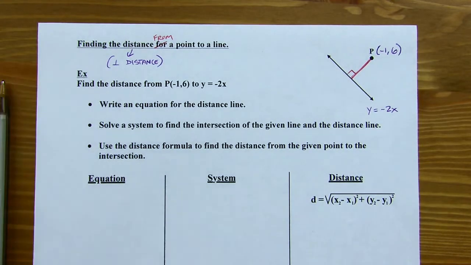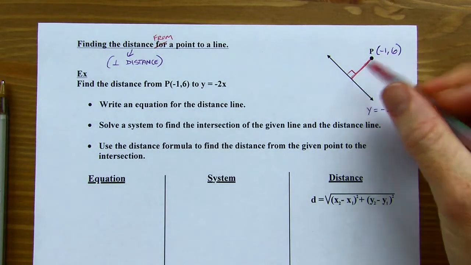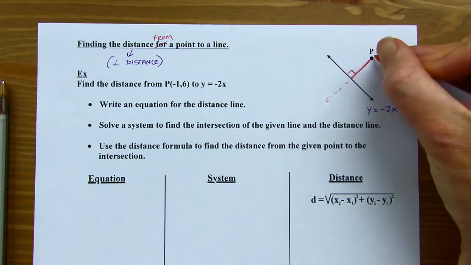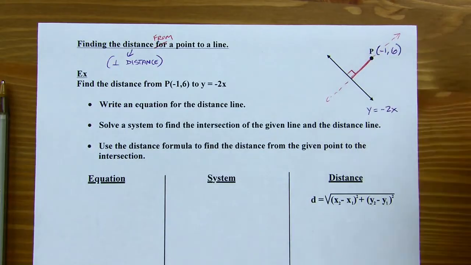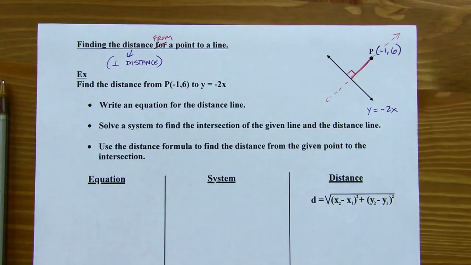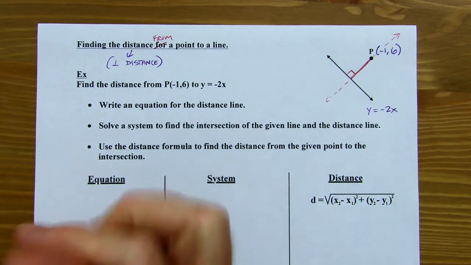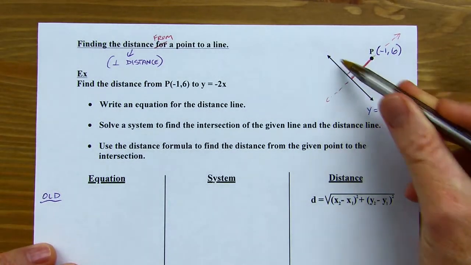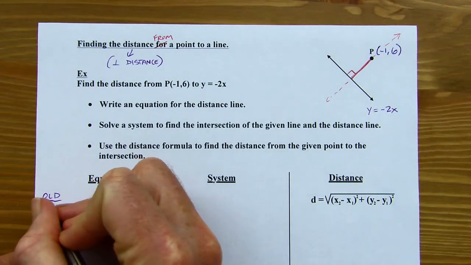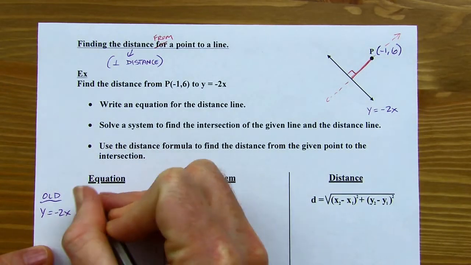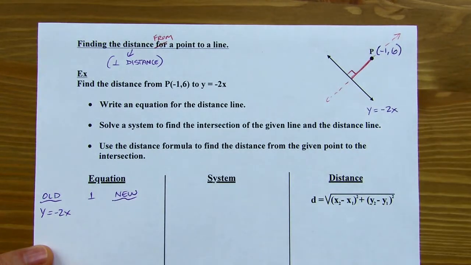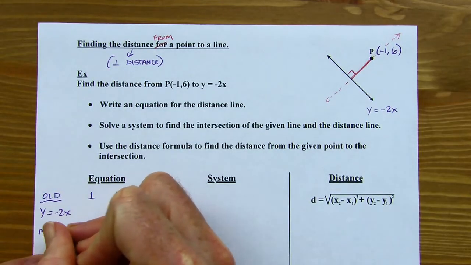I'm going to write an equation for the distance line. This is a segment that I've got here in red, but we could extend that into a line. So when I say write an equation for the distance line, I mean that line, not that line segment. So I've got an old line and a new line. My old line is the original one that was given, y equals -2x, and it's going to be perpendicular to my new line, the red one, the distance line.